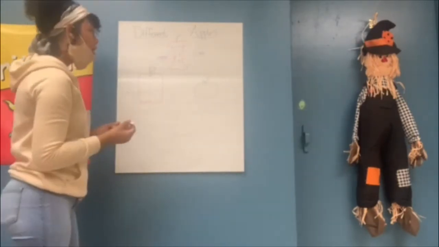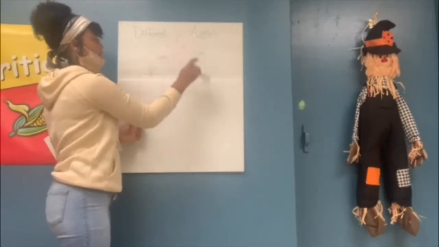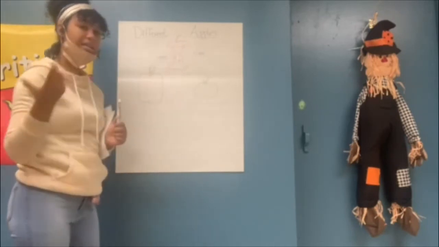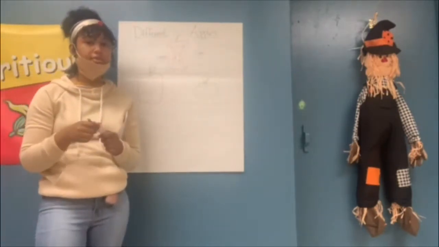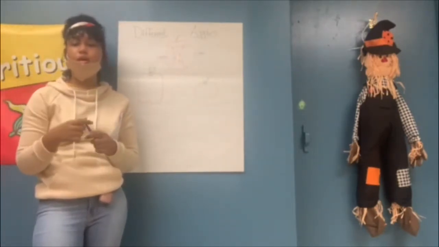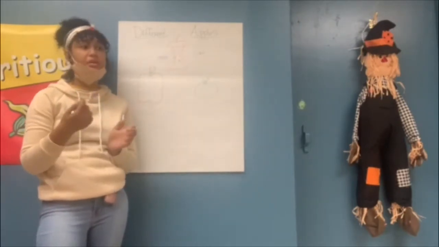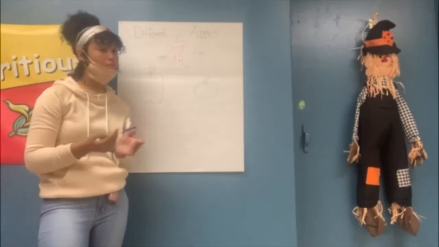And right here we have stems. The stem is the brown part of the apple. Now you see them here. Some of the stems carry leaves. It depends on the apple. Some of them have leaves and some of them don't.